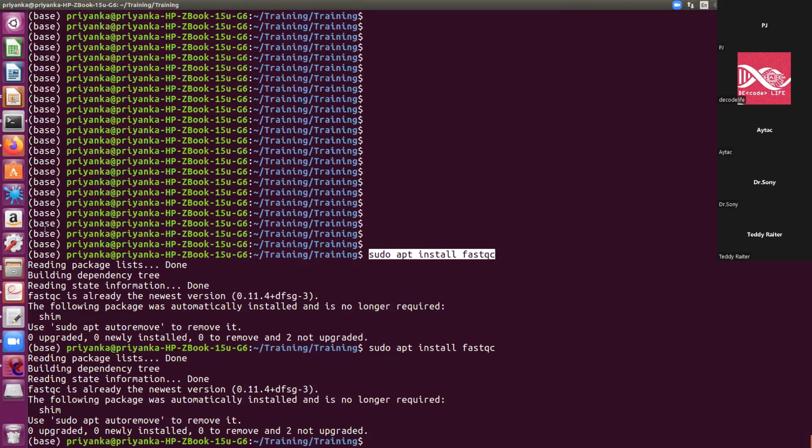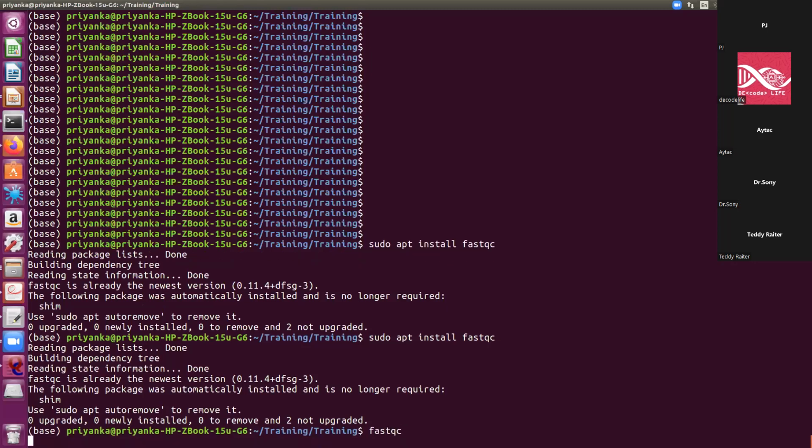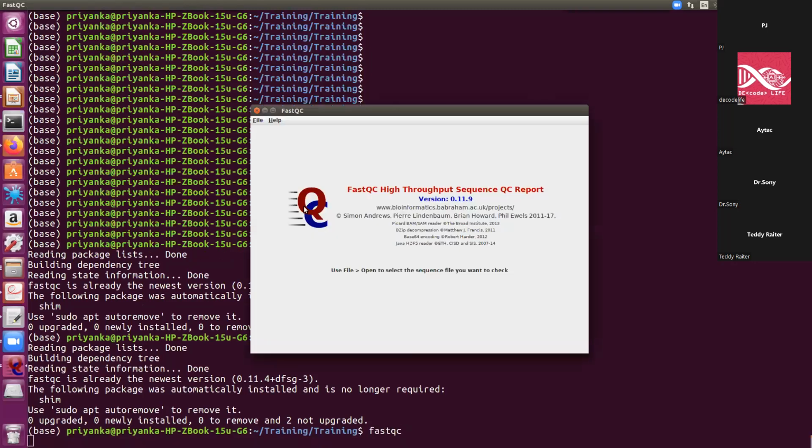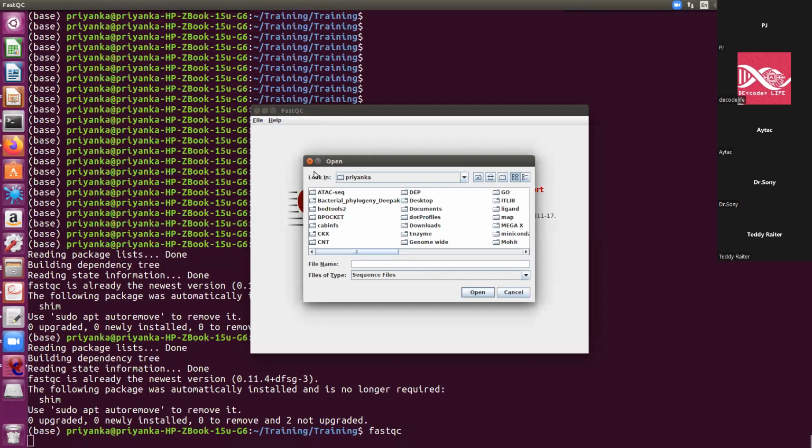So the next step, I'll explain how to run this. You type fastqc. It will open a window. This is a terminal based run. If you want to run several files at a time, you can select them from here, and you can also give the path directly to the directory here. But I will explain like this because Windows users can also easily understand. So now you will open the file where it is located.